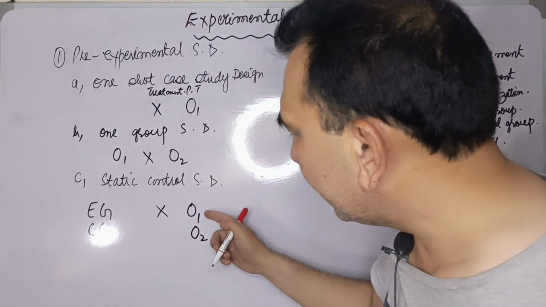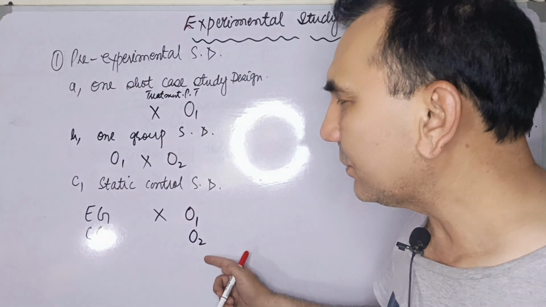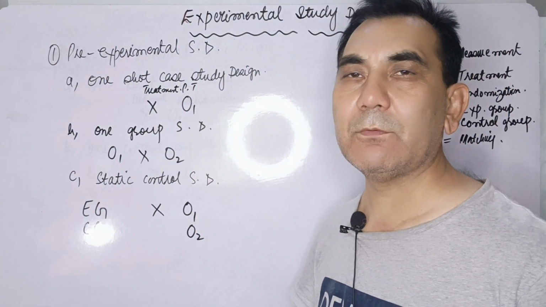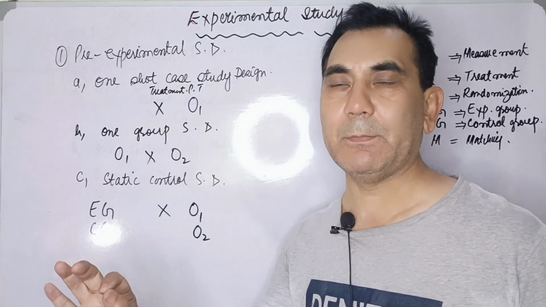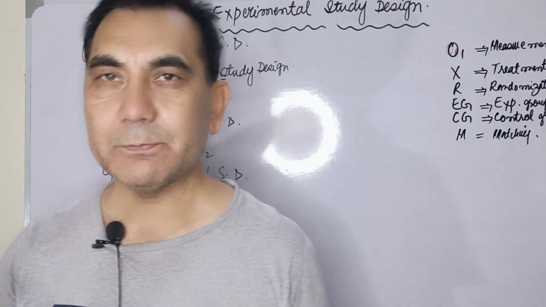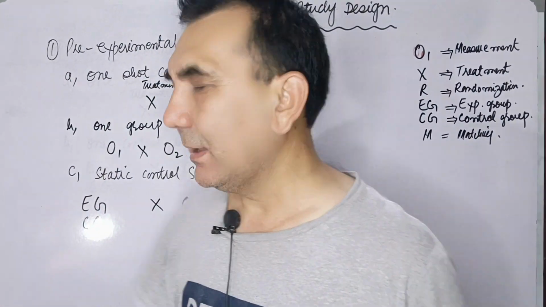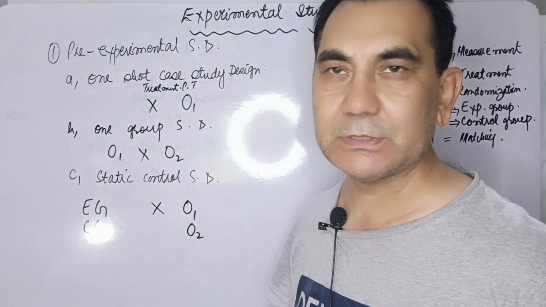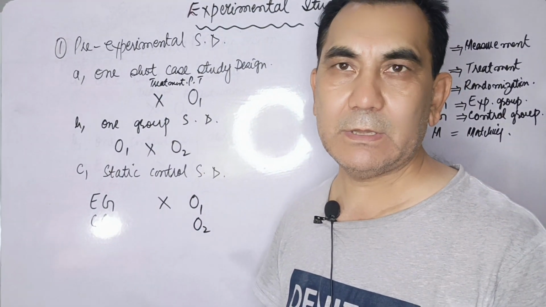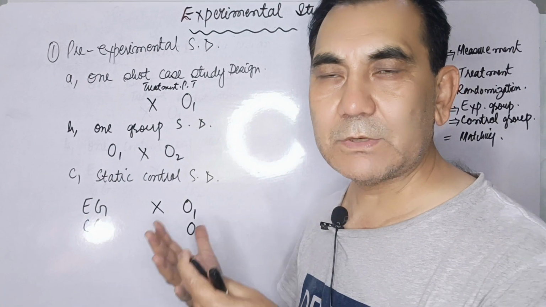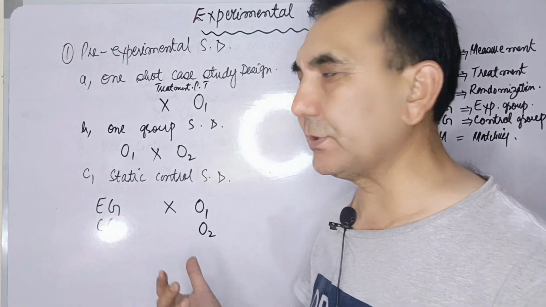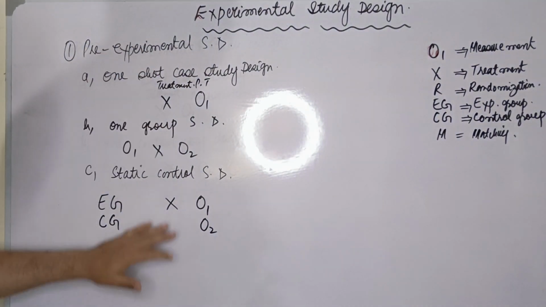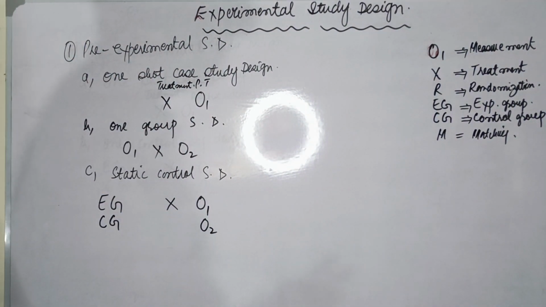Then he will compare O1 minus O2 and see the difference. What difference has come up with the experimental group, which was exposed to the particular activity or intervention, versus the control group, which was not exposed to that treatment? That is the difference in the outcome that comes up in the measurement. Okay, so these are the three types used in the pre-experimental study design.